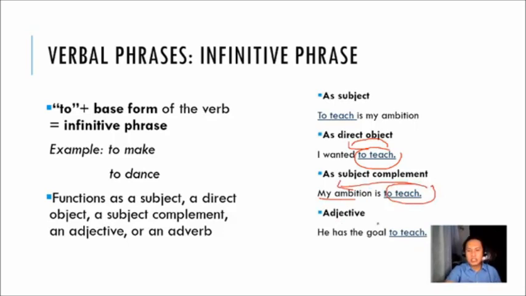Next, as an adjective, he has the goal to teach. To teach here describes the goal. That makes to teach an adjective. And here, the last one, functioning as an adverb. I really love to teach. To teach here modifies the verb love, making it an adverb.